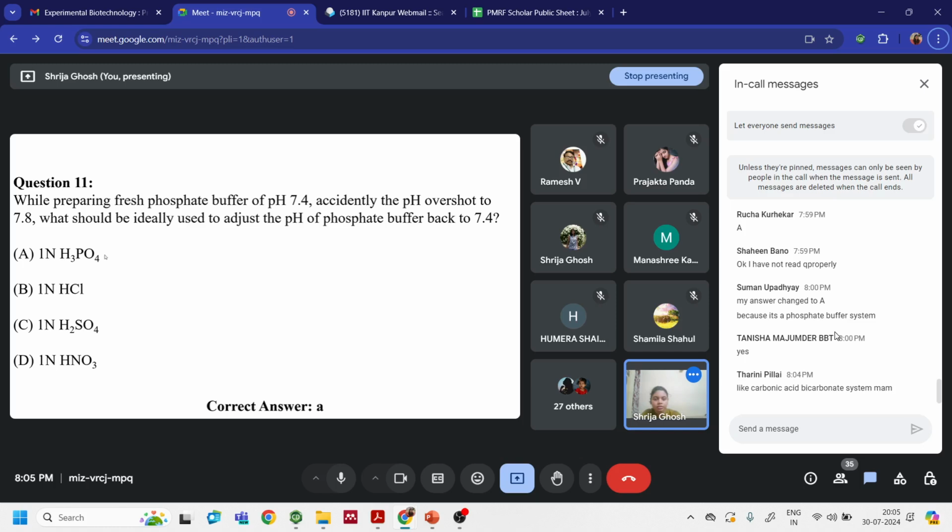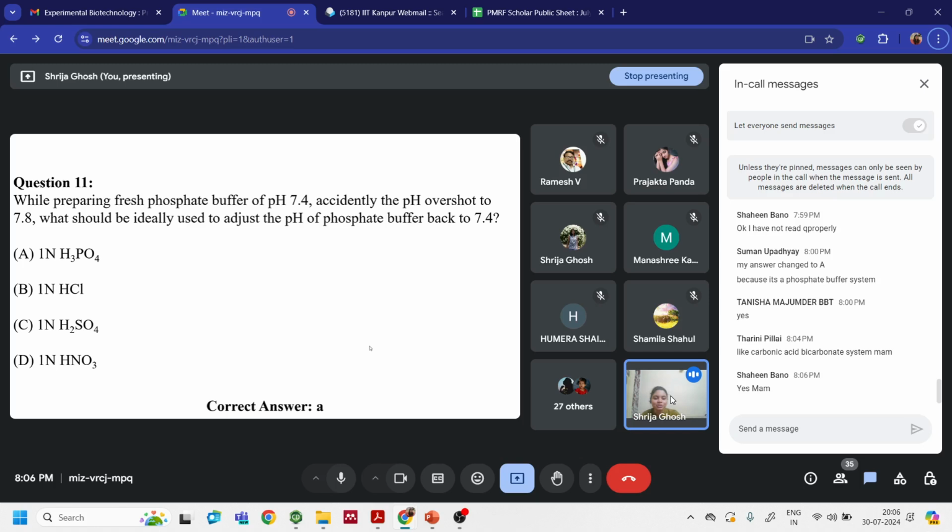So I hope this question is clear now. This is a request to all of you to read the questions properly, because sometimes it is a very simple question, but because we don't read it properly, these small silly mistakes, especially in multiple choice questions, just slip out of our mind, and this can lead to losing marks. So just be careful while reading the questions. We'll move to the next question now.